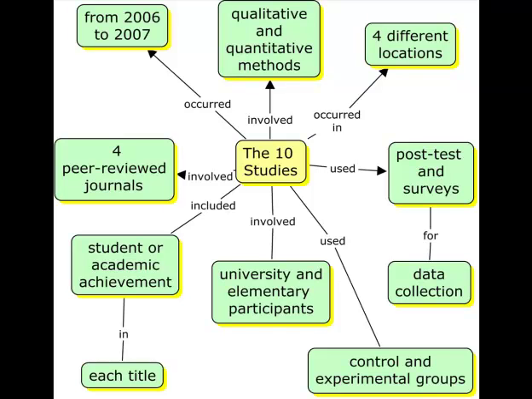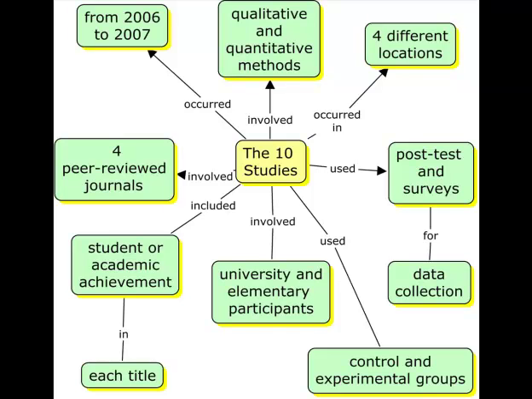The studies included both qualitative and quantitative methods. All 10 studies were conducted in a control group and experimental group situation. 6 of the studies obtained their data from pre-test and post-test methods. The other 4 studies used questionnaires or surveys to obtain their data.